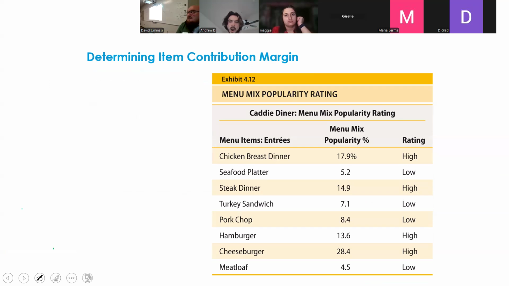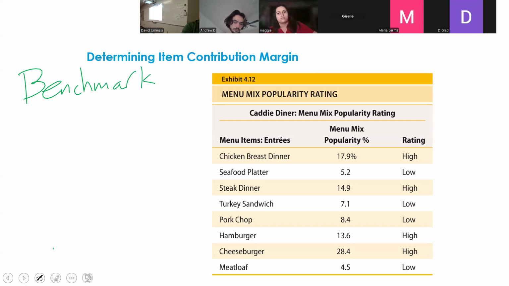Now, when we did the contribution margin, we found the average and compared it. This is what we're talking about when we're talking about the popularity benchmark. When you hear the word benchmark, that simply is just a number that we're going to use to compare other numbers to. That's our benchmark. That's what our goal is, right?